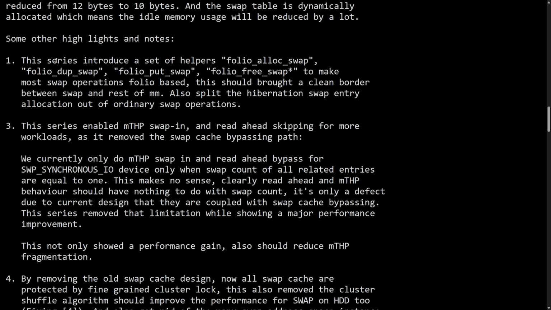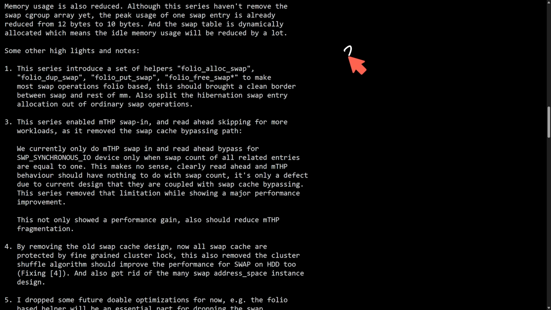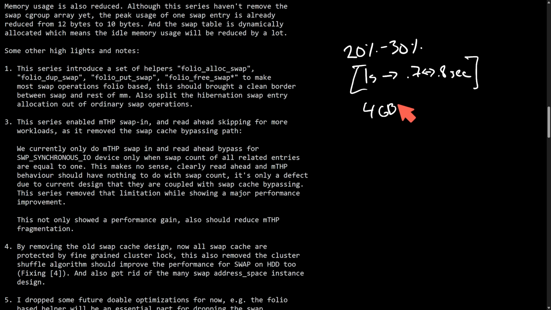Some other highlights and notes, which I'm going to break down: we saw anywhere from a 20% to 30% boost in swap throughput, which is pretty great, meaning operations that used to take a second could take anywhere from 0.7 to 0.8 seconds now. Now, we all understand that we're not at this time scale at all. We're probably more in milliseconds or nanoseconds, and over a bunch of operations this really adds up. So this basically improved our sequential swap I/O throughput, which climbed from somewhere in that 4 gigabytes per second range to 5 gigabytes per second.